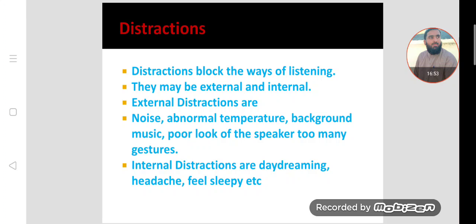Internal distractions are daydreaming, when we are not actively involved, when we are not actively participating in the discussions or the speaking activity. So there will be daydreaming, headache, yes, feeling sleepy. These all are internal distractions. These things block the ways of listening.